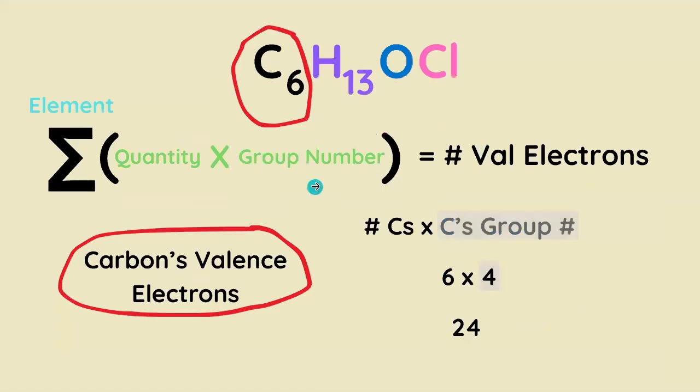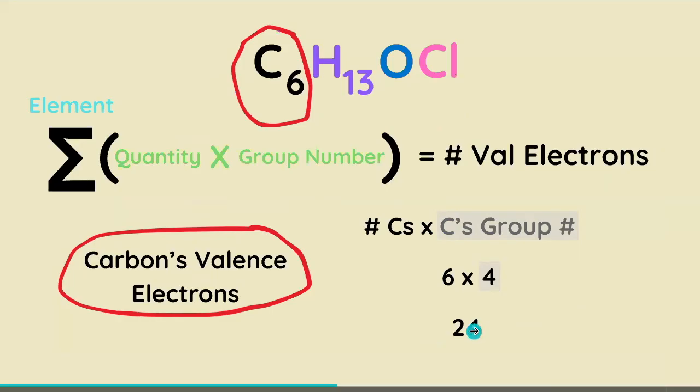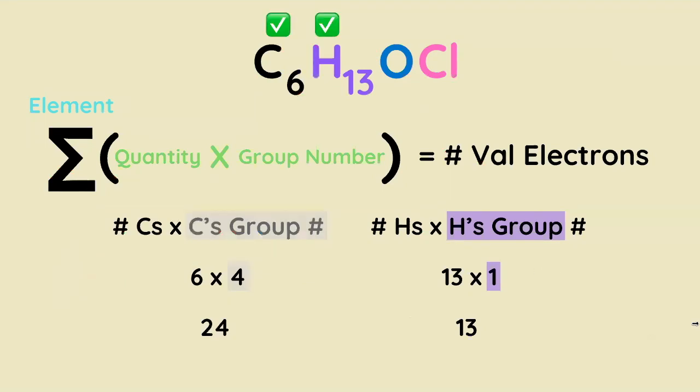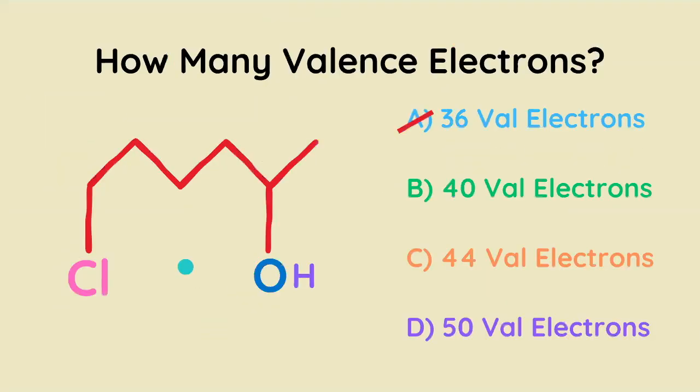So if a single carbon has 4 valence electrons and we have 6 of them, there's 6 times 4 equals 24 valence electrons that carbon alone contributes. Hydrogen, on the other hand, contributes 1, and there's 13 of them, so hydrogen in total contributes 13 valence electrons. So with carbon and hydrogen alone, we've already accounted for 24 plus 13 equals 37 valence electrons, and we haven't even gone through oxygen and chlorine. So we'll eliminate choice A because it's already too small.